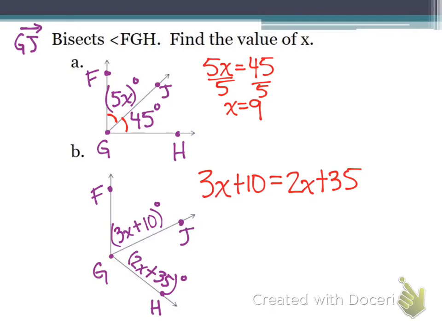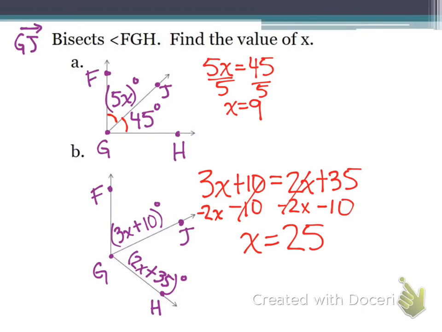In order to solve, what should we do? Subtract what on both sides? 10? What else? The 2x. Okay, we can go ahead and do all that at once. So the 10s cancel out, the 2x's cancel out. That leaves us with x equals 25. And again, they only asked us to find x, so we can stop there.